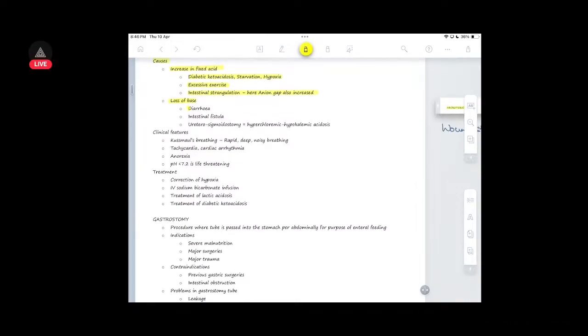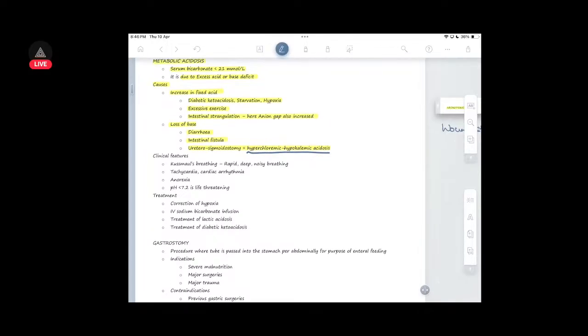Loss of base, you have diarrhea, intestinal fistula, and ureterosigmoidostomy, which is hyperchloremic hypokalemic acidosis. And intestinal strangulation, anion gap is increased, excessive exercise also. There is increase in fixed acid. Diabetic ketoacidosis, starvation, hypoxia. Loss of base is seen in diarrhea, intestinal fistula.